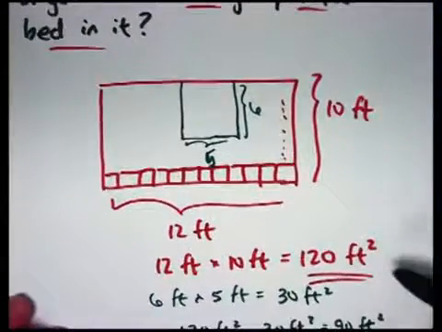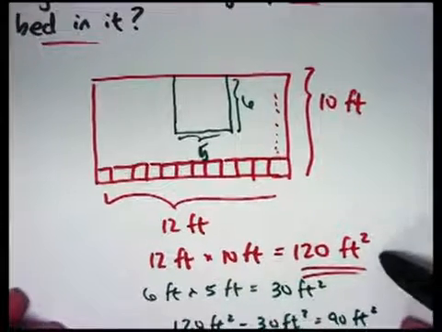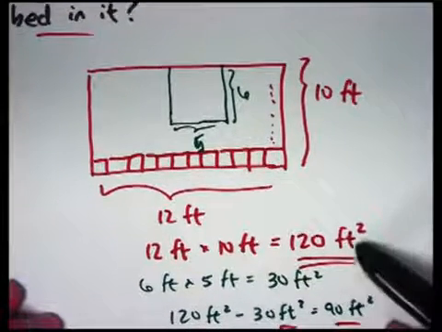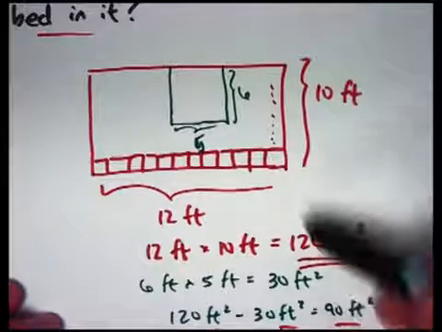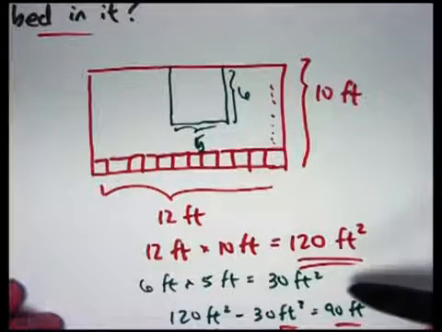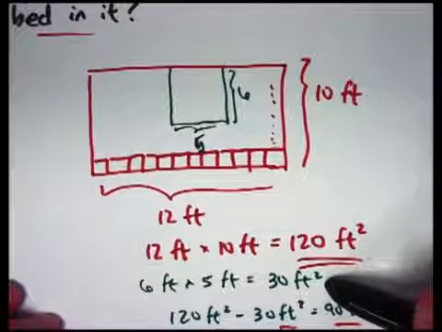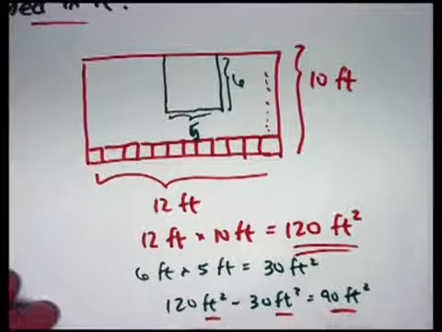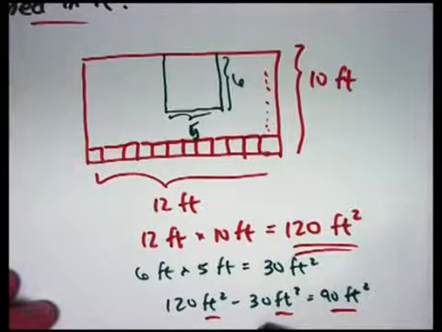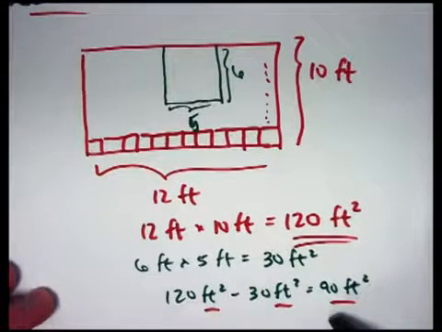And we found that the area of the room was 120 square feet. And written like that, feet squared means square feet, because these are squares up here. There's a reason for that name. And the bed is 30 square feet. So overall, when you put the bed in the room, you've got 120 square feet minus 30 square feet is 90 square feet left over.